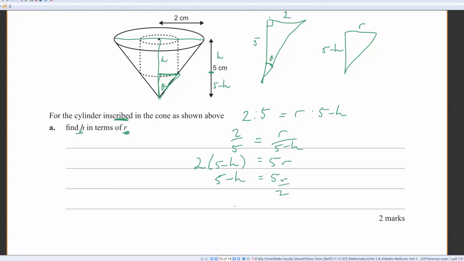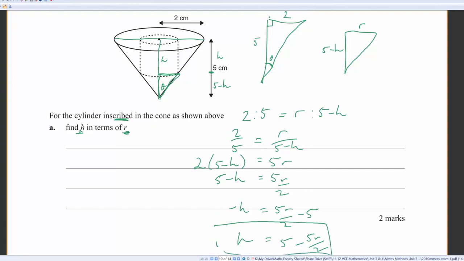Now what I'm going to do is say negative h equals 5r on 2 take 5, and I'm going to divide by -1, so that means that h is equal to 5, take away 5r on 2. So there's my height there in terms of r.